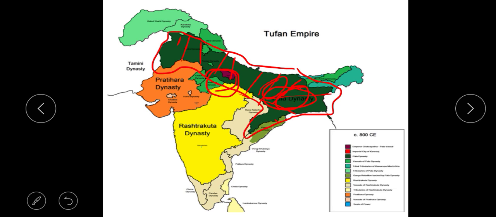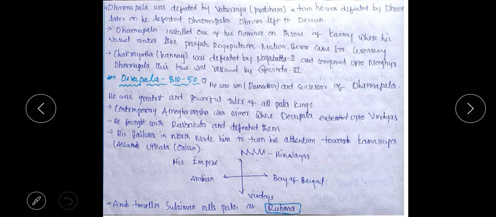So now what happened when Kannauj was there? The Pala ruler Dharmapala installed on the Kannauj throne his nominee, known as Chakrayudha. So he made him the ruler of Kannauj. So once Dharmapala made him the ruler, what's the situation now?